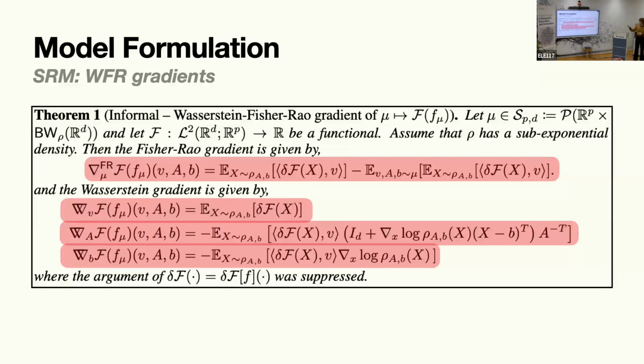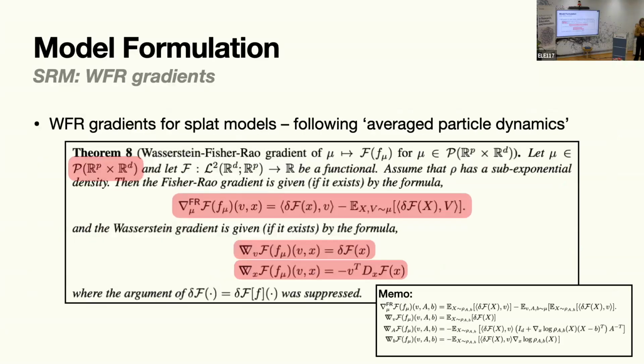If you take the limit as the covariances go to 0, you actually recover yet another geometry. It is that of the space. You recover the Wasserstein and Fisher-Rao geometries on R^P cross R^D. So you can imagine marginalizing over the splats. I evaluate a density on R^P cross R^D by just pointwise evaluation of the splat function.